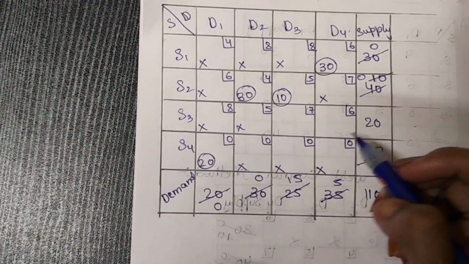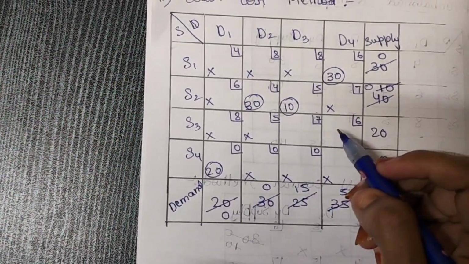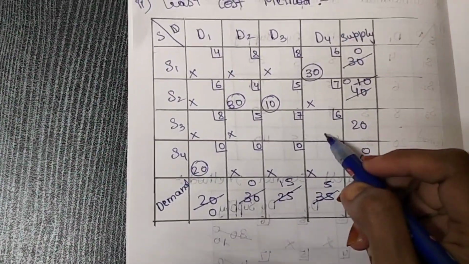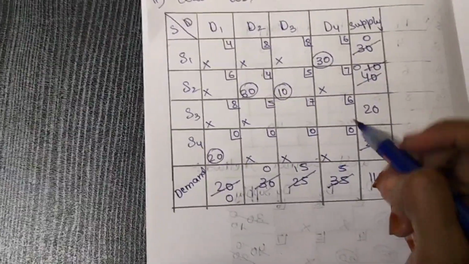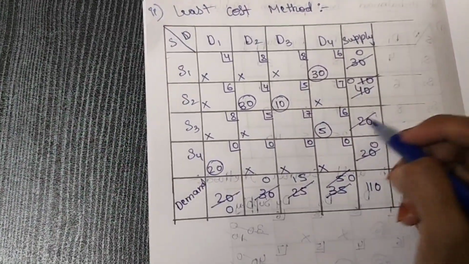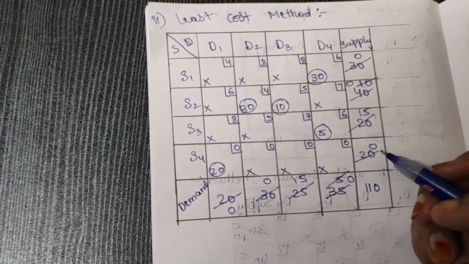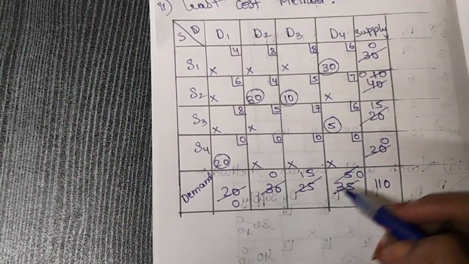So we have another 2 cells, that is 7 and 6. When we compare, the least is 6, so we will allocate using 5 and 20. The minimum is 5, so we will allocate 5 for this. This becomes 0 and this becomes 15. As this became 0, there are no other cells to cross out, so we will leave it.